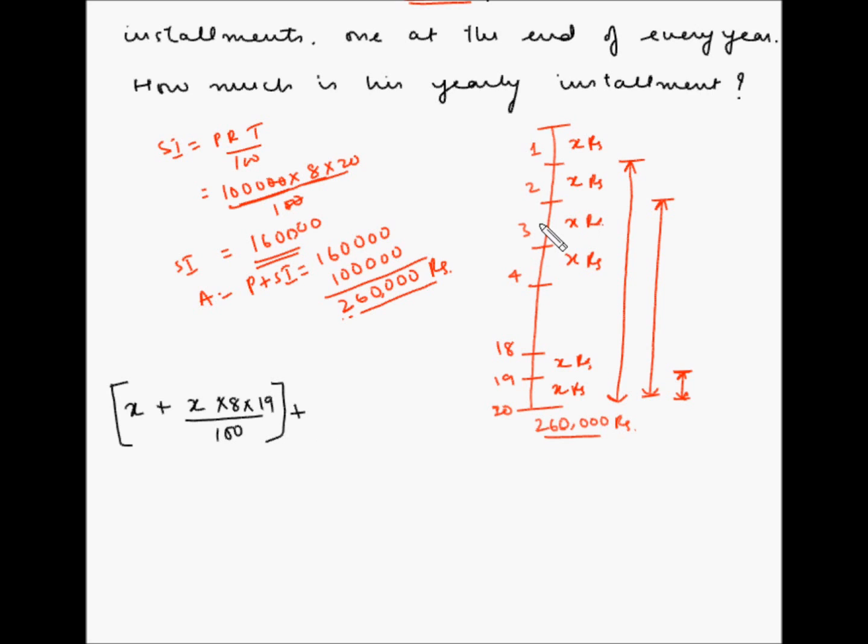plus now the second installment. So again the installment is X plus again the interest on X for the remaining 18 years. So X multiplied by 8, which is the rate of interest, multiplied by 18 divided by 100, plus again the third installment. So X plus X multiplied by 8 multiplied by 17 divided by 100, plus and so on.